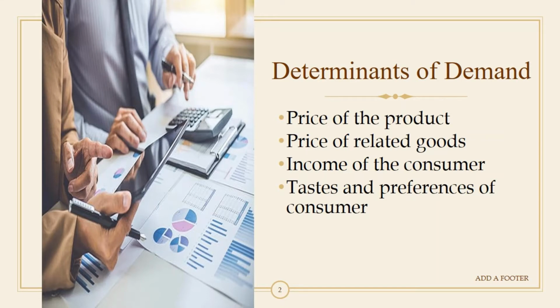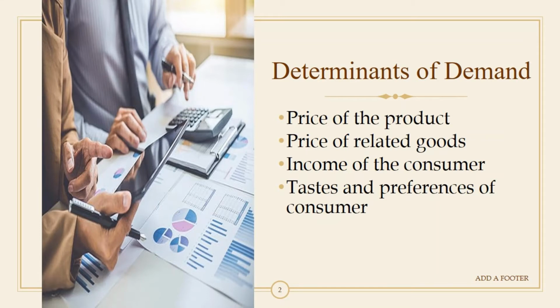Price of the related goods. If you take the case of the complementary goods, what happens? The price of one good will influence the demand for another good. So even the price of the related good somehow influences or determines demand.